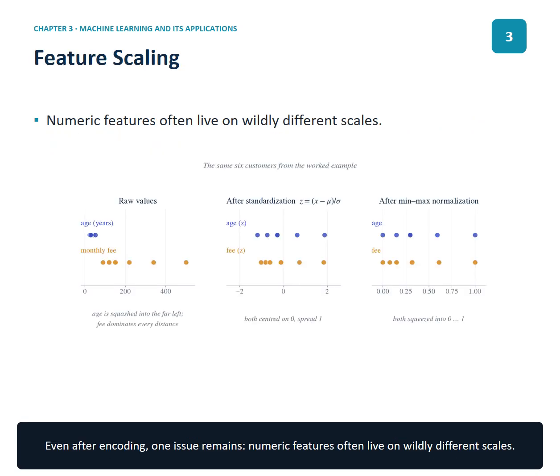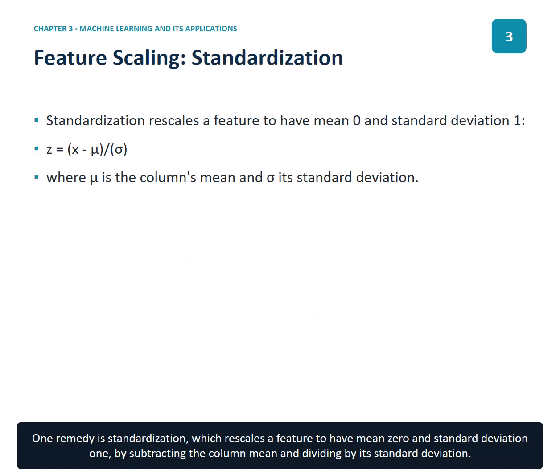Even after encoding, one issue remains. Numeric features often live on wildly different scales. One remedy is standardization, which rescales a feature to have mean 0 and standard deviation 1 by subtracting the column mean and dividing by its standard deviation.